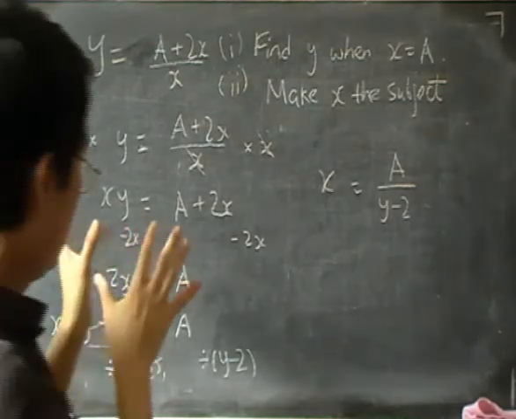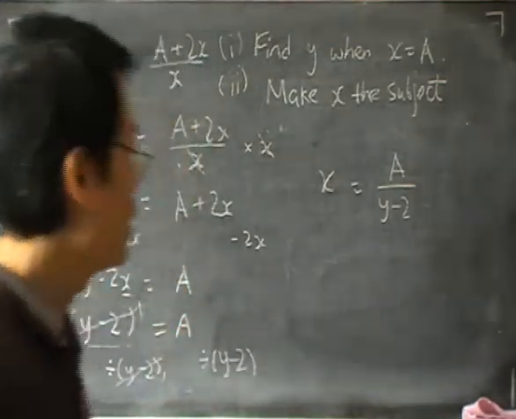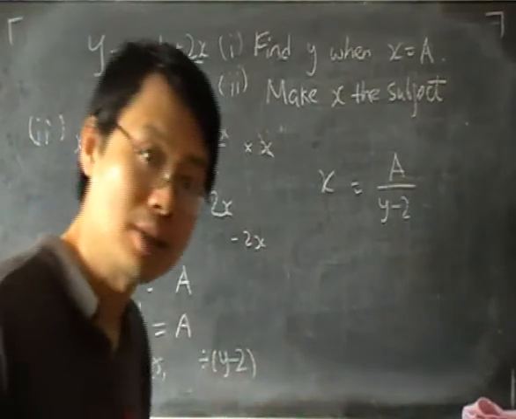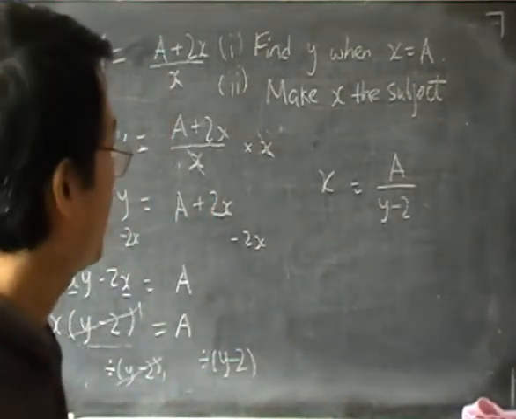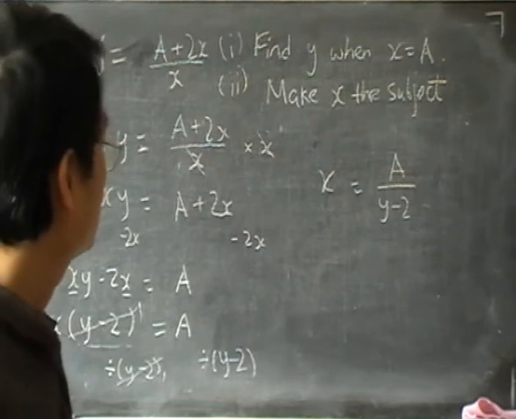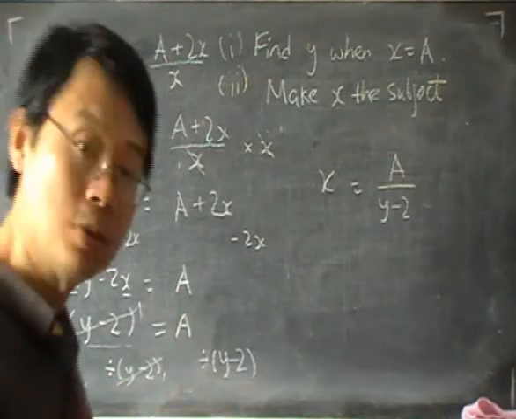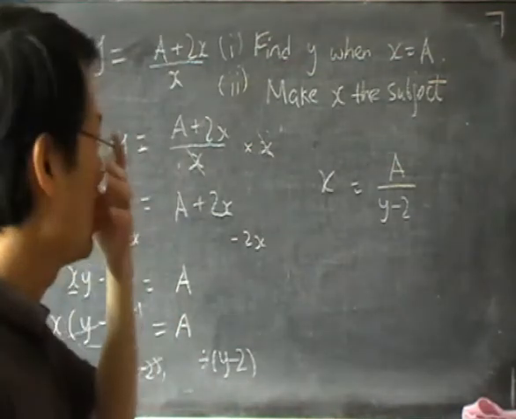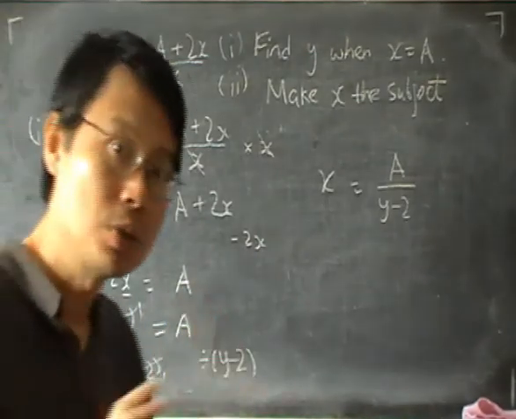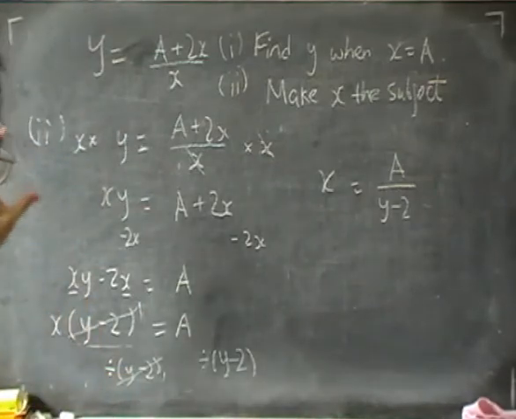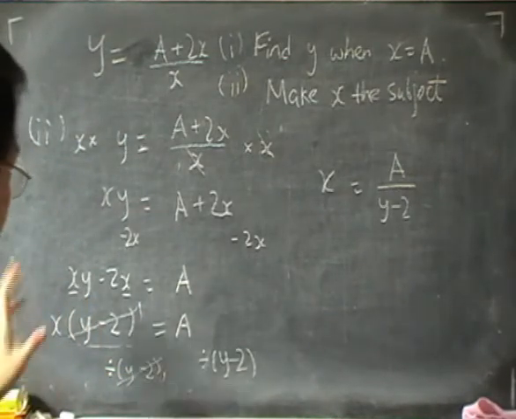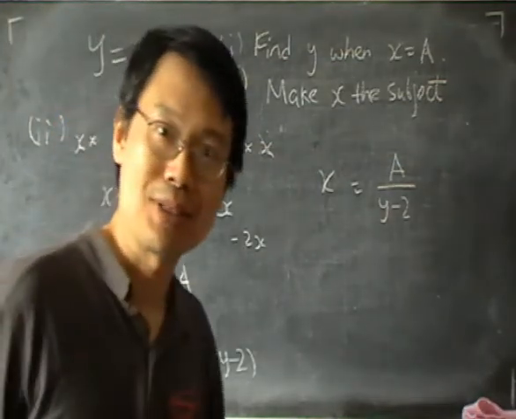Now if you look at what I've done here, and you think about the method I used just now, the first method of finding the answer, you can go through both of them and see which one you think is easier. For me, I think that this way is much easier, because there are no fractions.